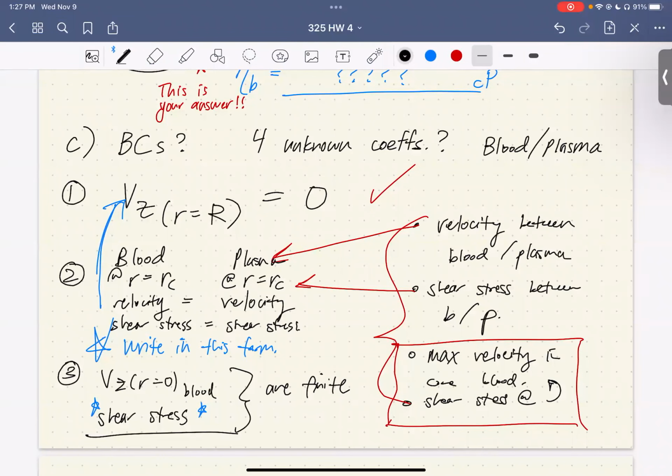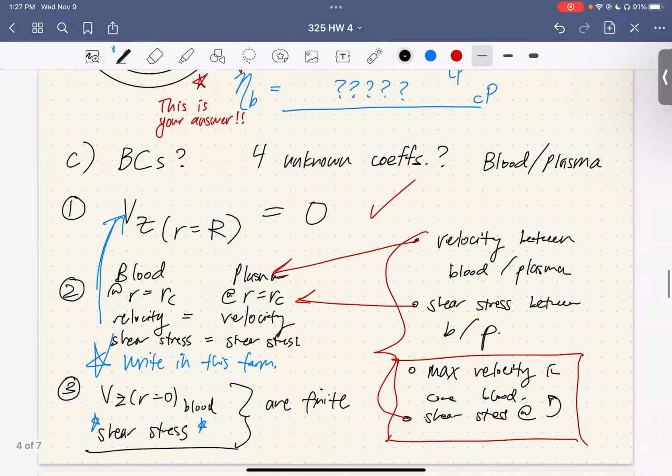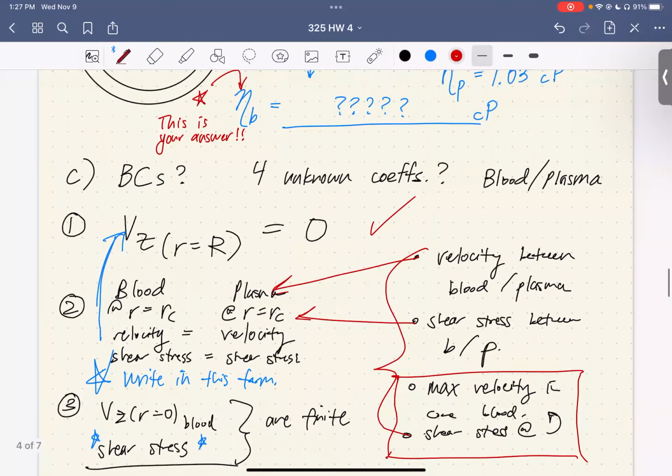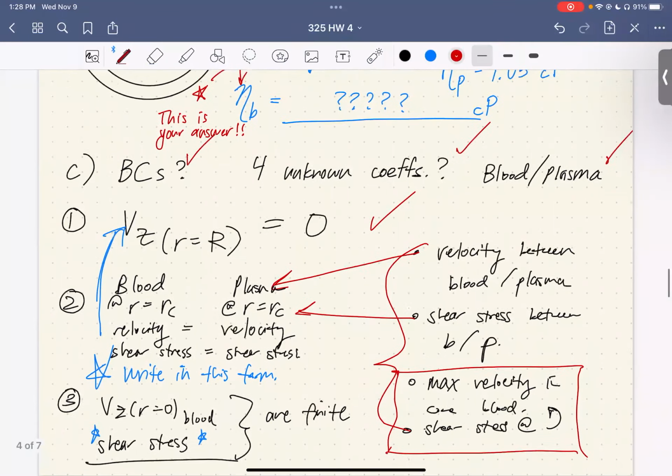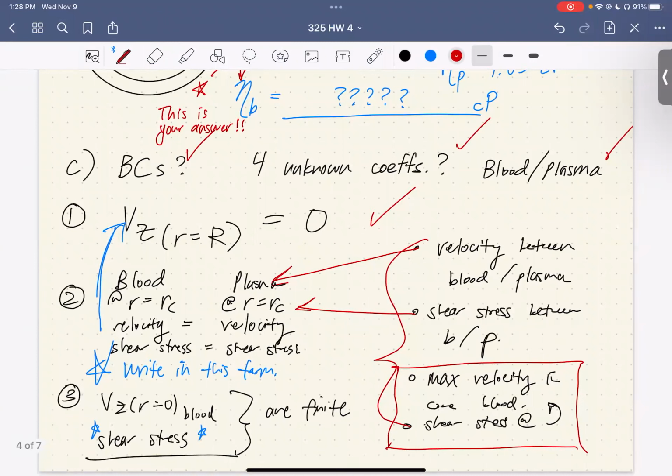So great, now we're checking off what the question is asking for. Yep, we have our boundary conditions. We have our 4 unknown coefficients because of the blood and plasma interface, because they're immiscible. All right, so that is the end for homework question 4.